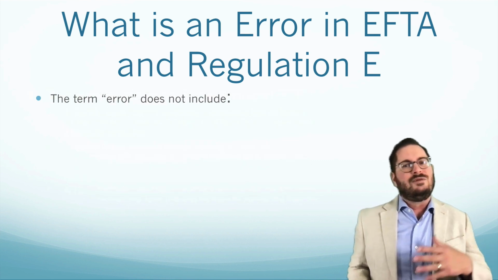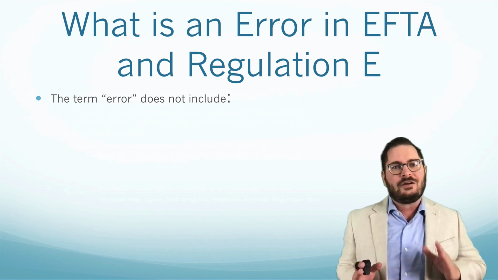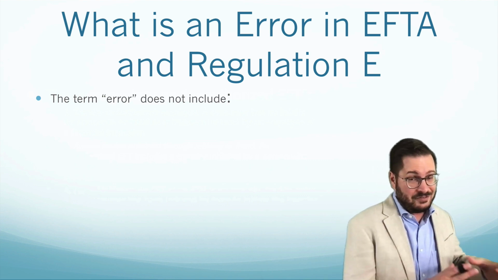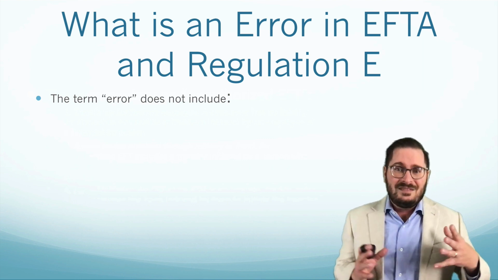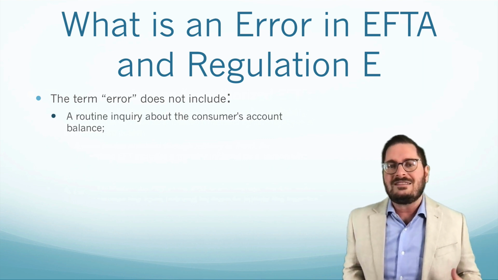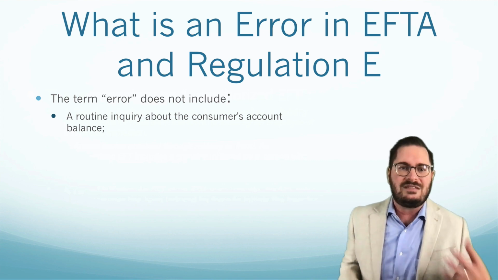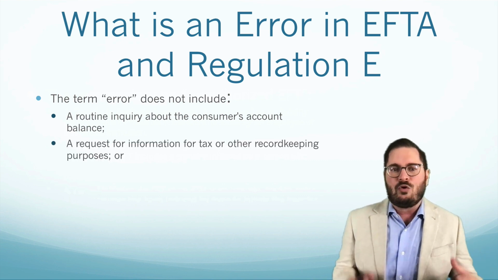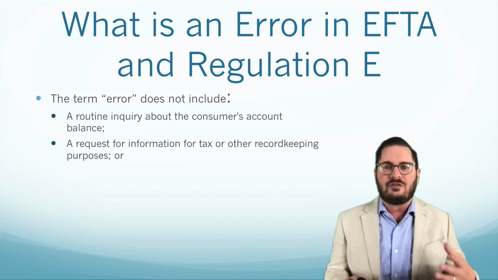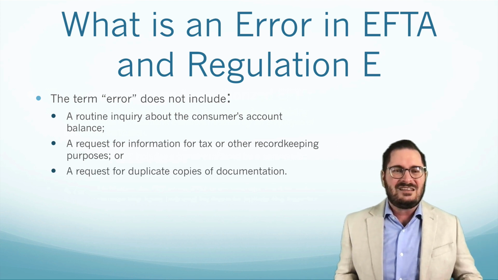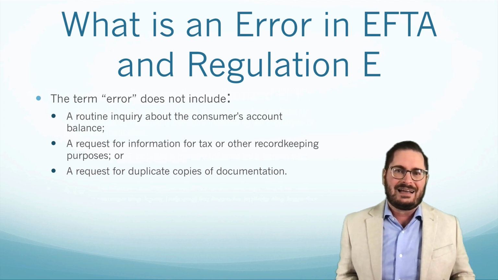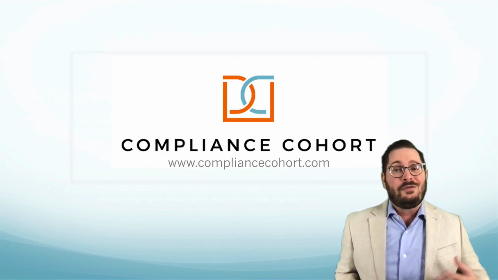Now, going back to an error. There are a couple of things that are excluded by Regulation E in the definition of an error. So an error does not include a number of things. It does not include a routine inquiry about the consumer's account balance. It does not include a request for information for tax or other record-keeping purposes, and it does not include a request for duplicate copies of documentation. So that is an error.